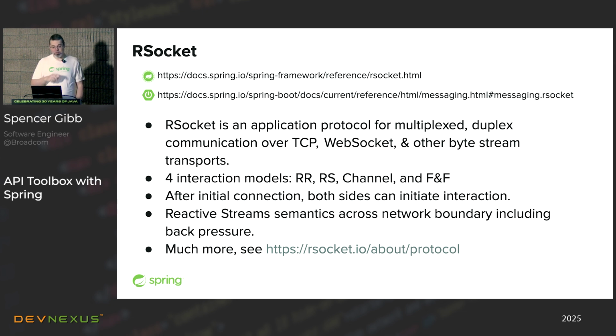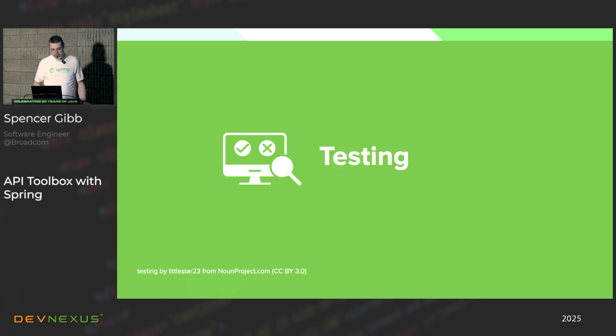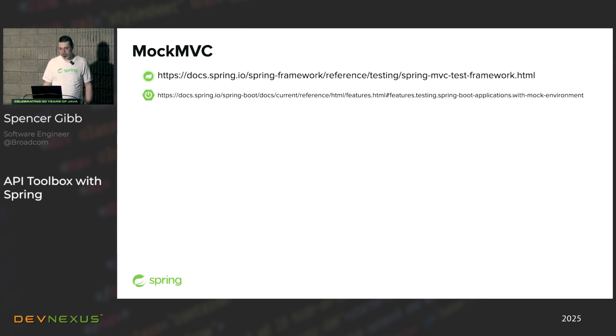So far, everything we've talked about has been specifically about us as developers creating APIs for someone else to consume. So these next sections cover different aspects of the holistic approach of creating APIs, right? So including testing, right? So how do you test these things? And Spring provides a number of ways to do that.